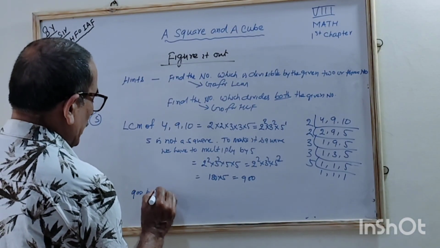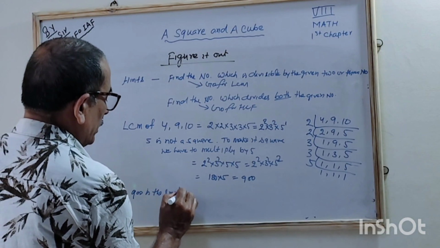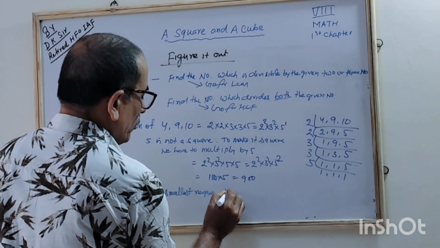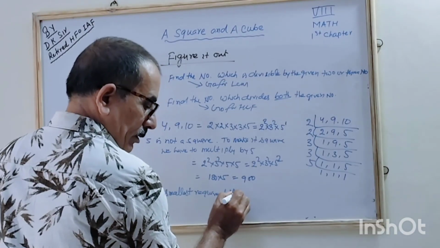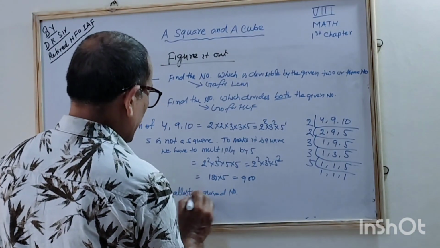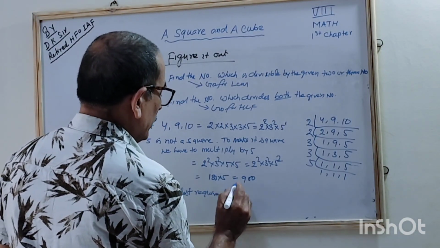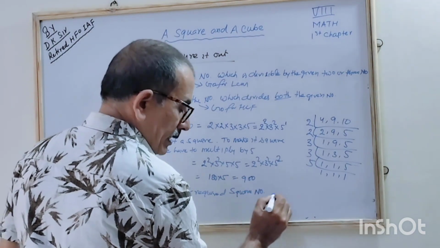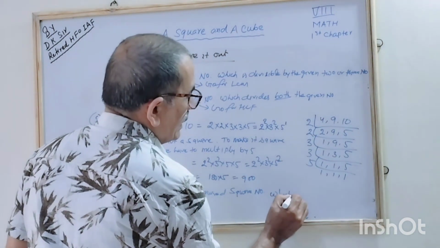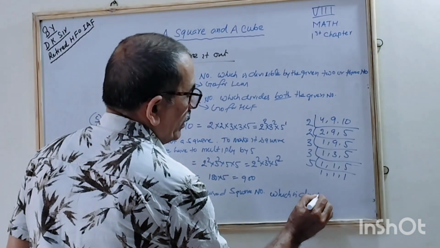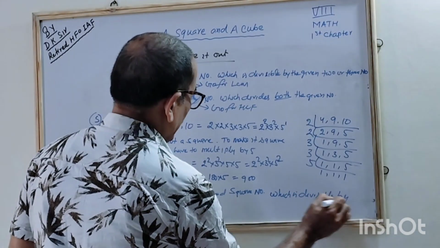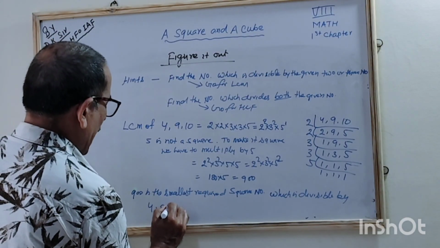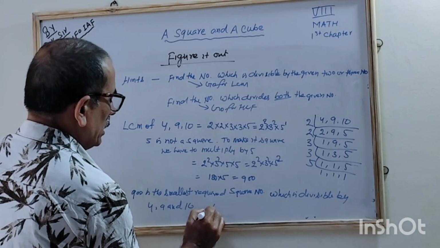900 is the smallest required number. It is a required square number which is divisible by 4, 9 and 10, correct? So this becomes the answer.